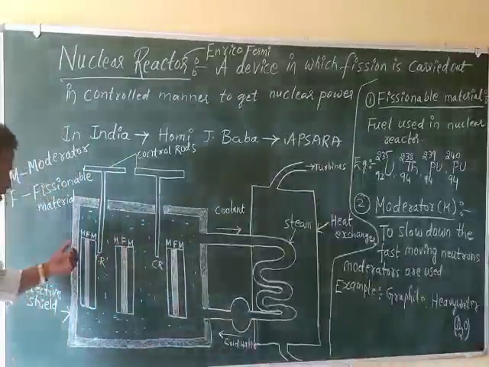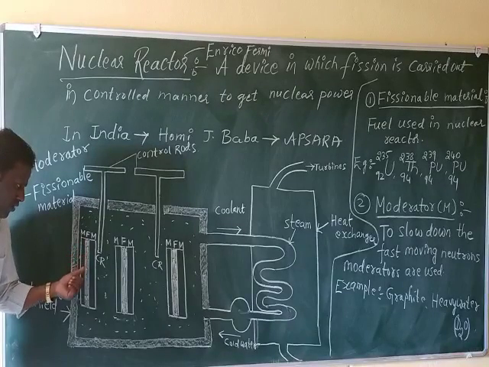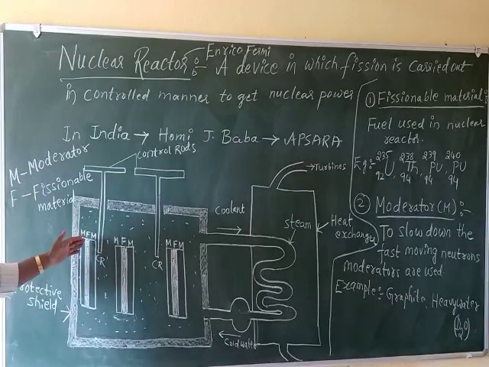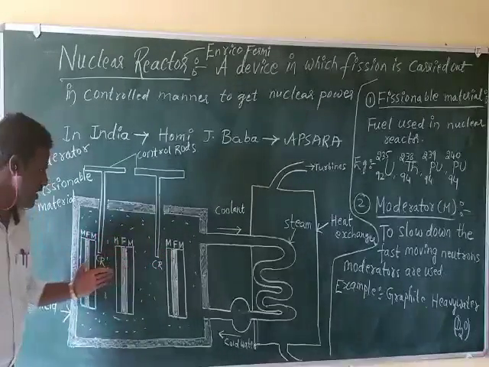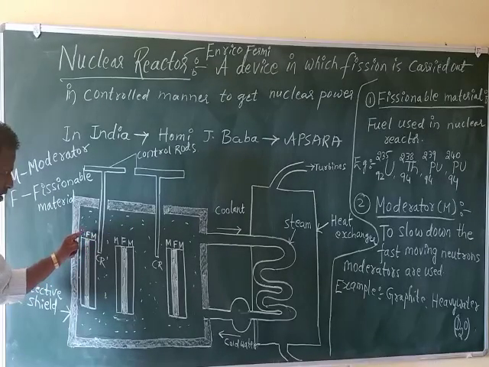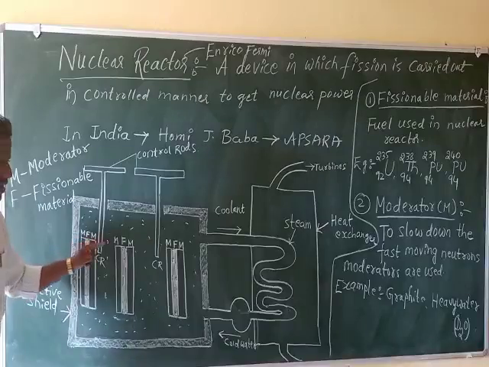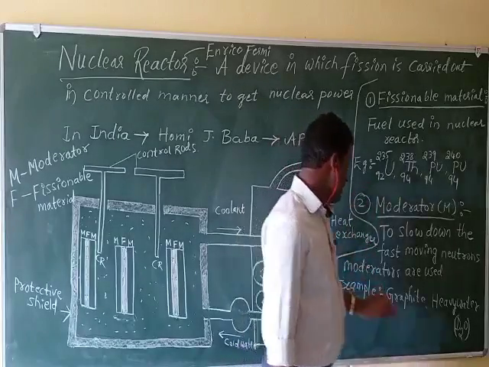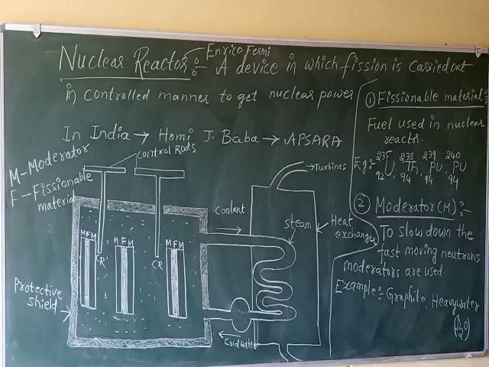See, here the fuel is filled in this box in powder form. What is the fuel used? Uranium 235. As I told you in the last class, uranium is taken in powder form and filled in this box, and on the two sides of the fissionable material there are moderators, meaning graphite or heavy water. So they are used along with the fuel. These 3 parts represent M, F, M: M means moderator, F means fissionable material, M means moderator. The examples of moderator are graphite and heavy water. The function of a moderator is to decrease the speed of a neutron.